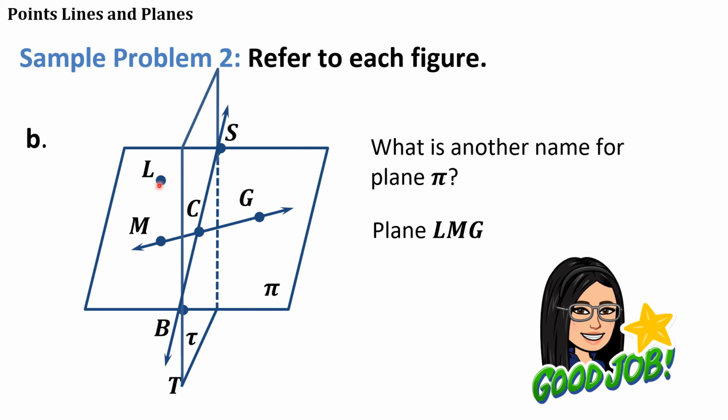If you said point L, point M, and point G, you were correct. Remember that point C is being shared in the plane T. So I would say point L, point M, and point G are points that are exclusive from my plane pi. So I can say plane LMG.